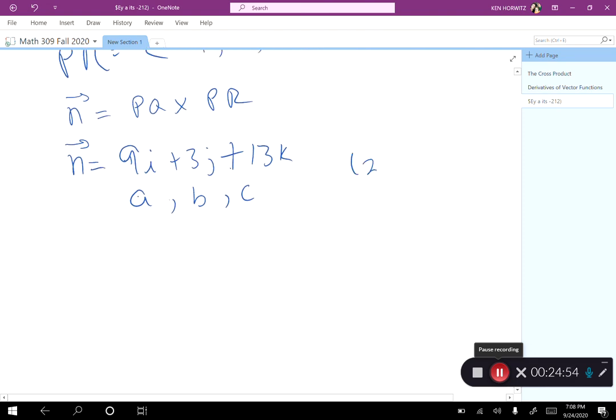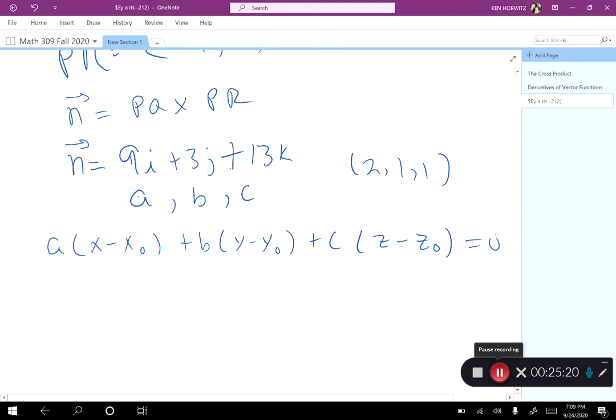I'm going to use the point 1. Why? Because I find using ones very easy to work with. So I'm going to plug it into a times x minus x naught plus b times y minus y naught plus c times z minus z naught equals 0. And this is standard form for the equation of a plane. So when I make my substitutions, I get 9 times x minus 2 plus 3 times y minus 1 plus 13 times z minus 1 equals 0. And I'm going to let you pause the video, do the algebra. I'll give you the answer on the back end.